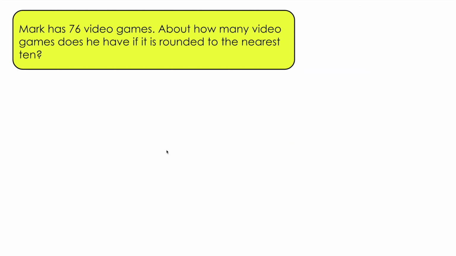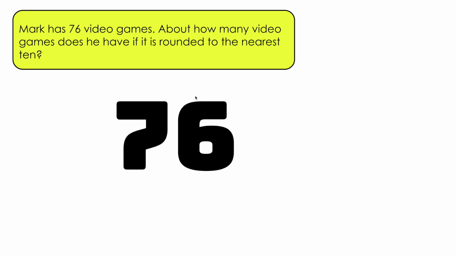Mark has 76 video games. About how many video games does he have if it is rounded to the nearest 10? We have the number 76. The 6 is in the ones place and the 7 is in the tens place. We need to focus in on the tens place because it says to round to the nearest 10.